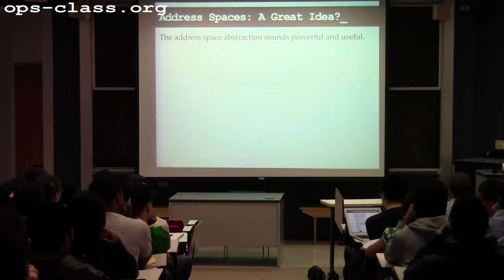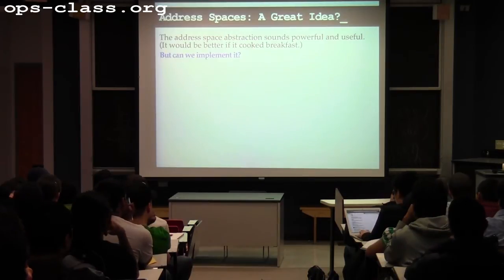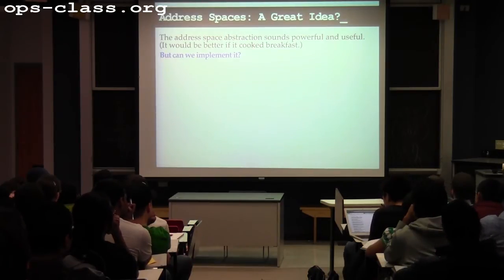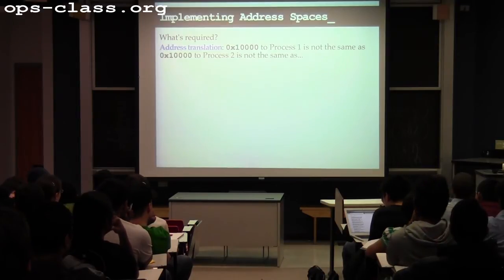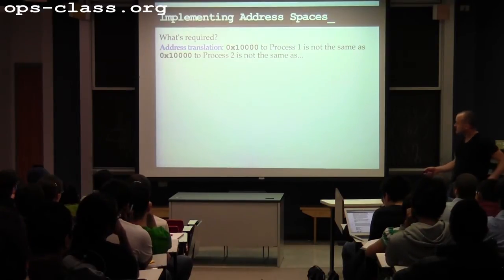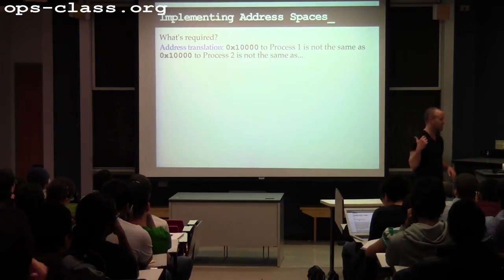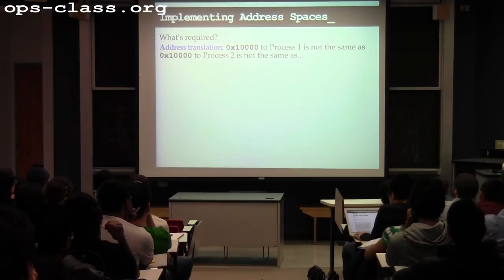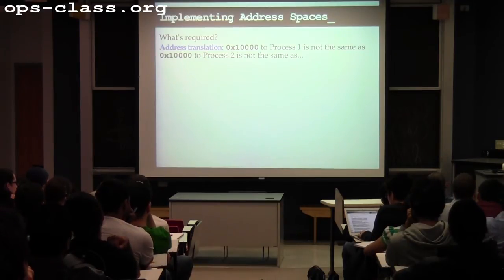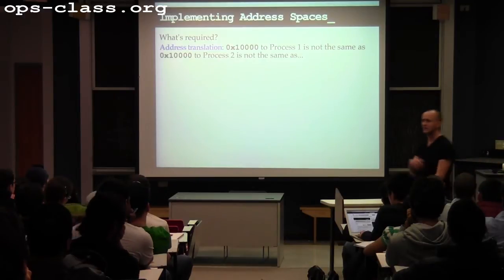Kind of a nice idea, and the question is, can we build this thing, right? So fundamentally, what do we need to do? Some people have already figured this out. We need to do some kind of address translation, right? Because now we have addresses that don't mean anything anymore outside of a process context. And this is very important to remember.